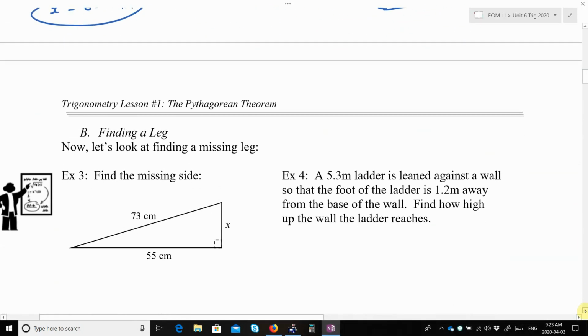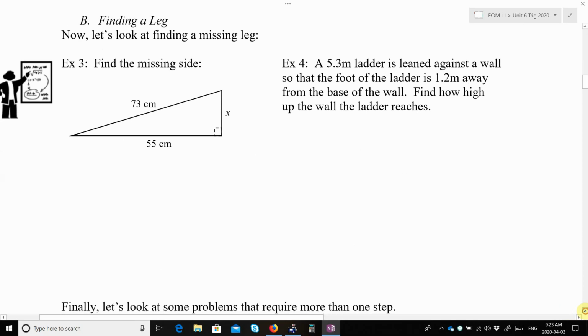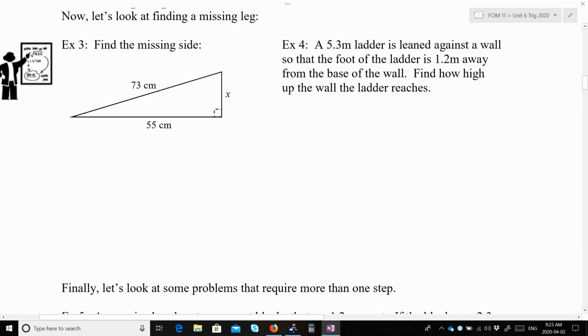All right, next page. How about finding a leg? So we did a couple of examples of finding the hypotenuse. Now we will try to find a missing leg. Let's look at finding a missing leg. So example 3, find the missing side. Okay, and so again, across from the 90 degrees, that's the hypotenuse, which is C, and you can label the other two sides A and B in any order you want. I just happen to label them that way.